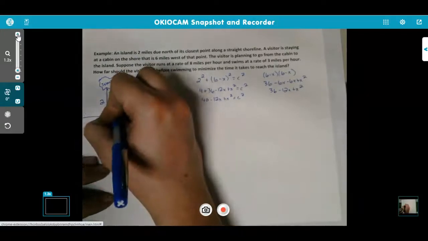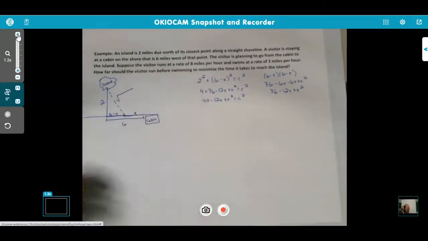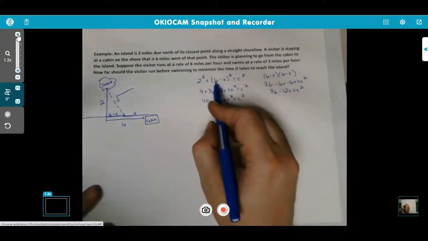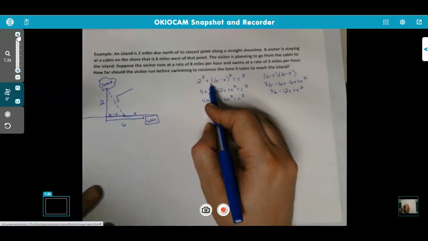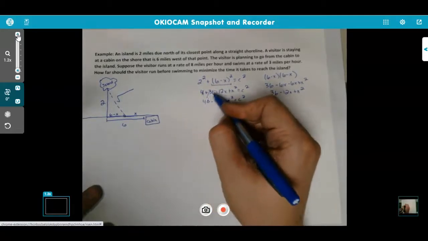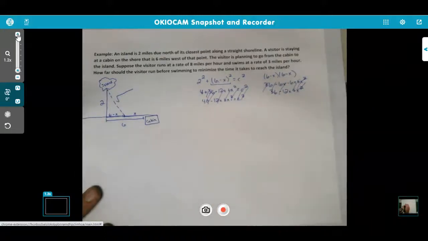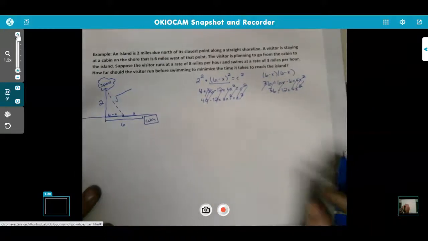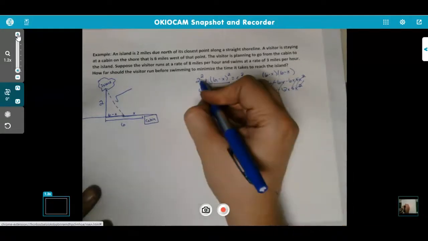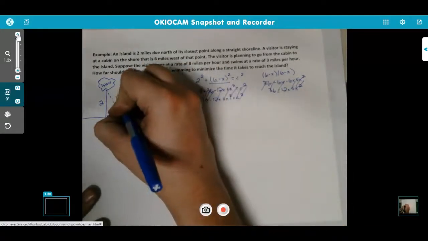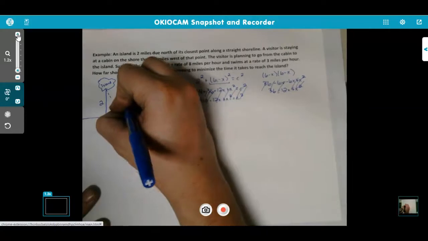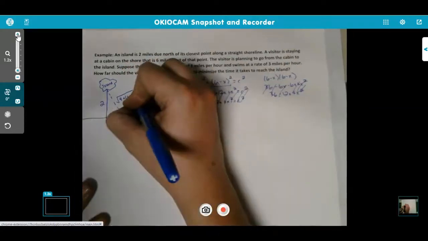Actually, I'm going to change it up just a little bit, because it's going to help us out if we leave this as (6 minus x) squared. So ignore all of this, pretend I didn't do any of this. We're going to leave it just like this, and you will see why soon. Like I said, this is going to be the square root of 4 plus (6 minus x) squared. The squared should be on the outside.